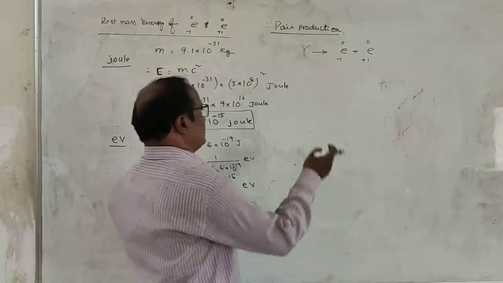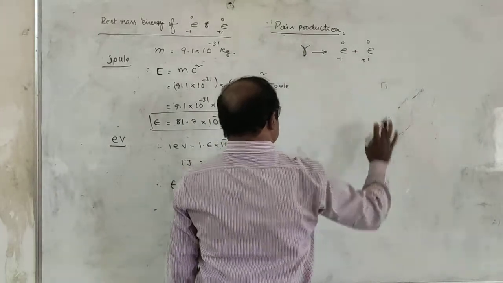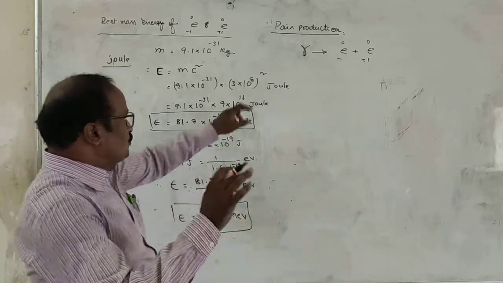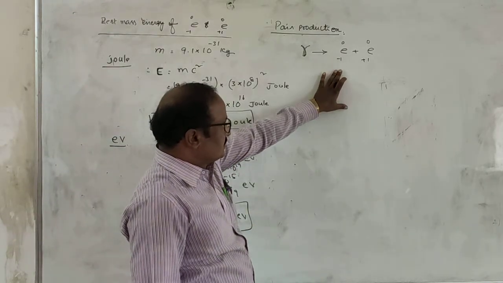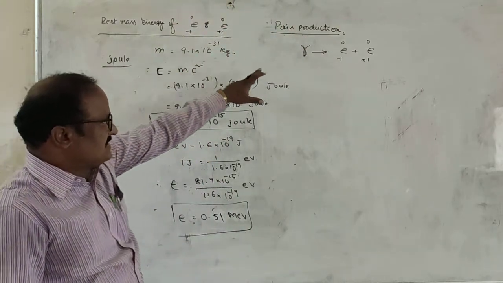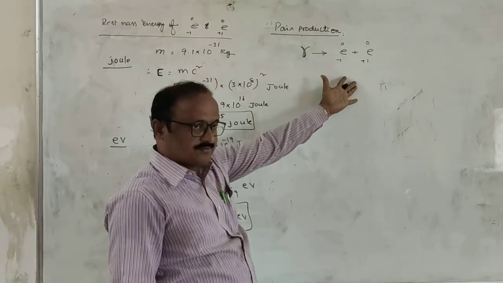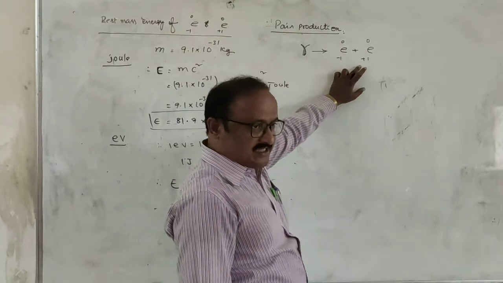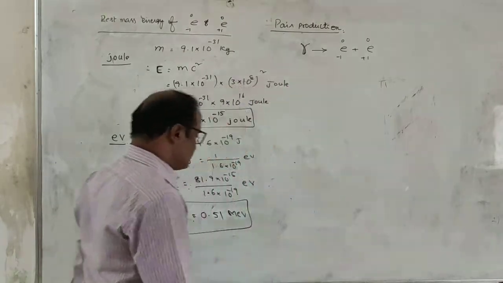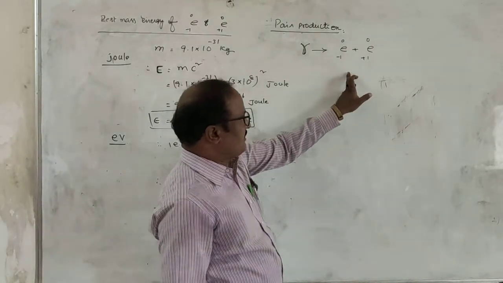So a gamma ray photon splits up into an electron and a positron. It is called pair production. To form the pair production, what is the minimum energy of the gamma ray photon needed? Minimum energy of the gamma ray photon means minimum energy of the electron and minimum energy of the positron. When they have minimum energies, they are at rest, means they have rest mass energies. The rest mass energy of an electron or positron is 0.51. It is 0.51 and 0.51.